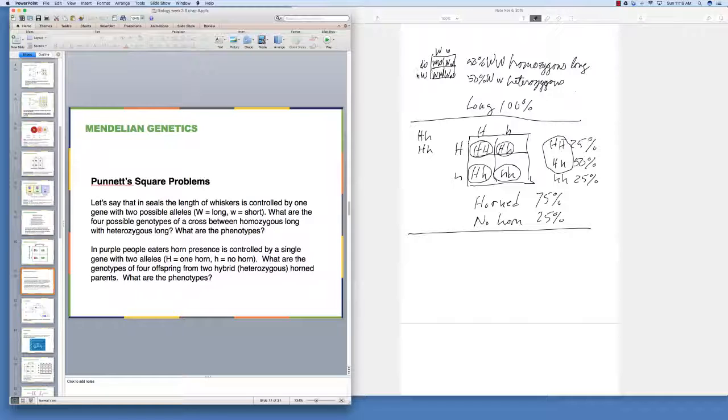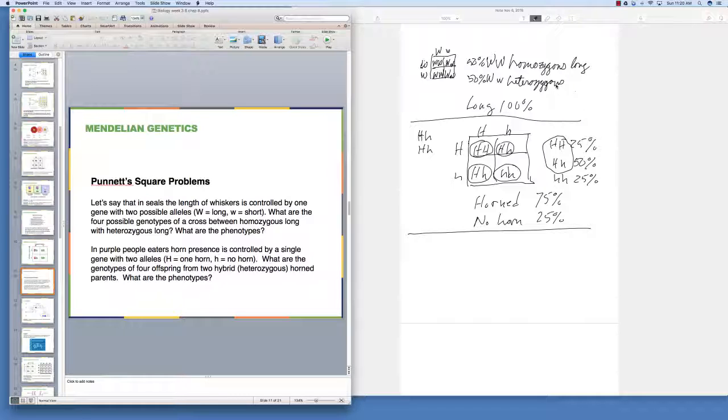Here's the homozygous long individual, mother or father, and they have 2 capital W's. Here's the heterozygous long, a capital W and a little w. So when this combines with this, you have 2 capital W's; when this combines with this, you have two capital W's. When this little w combines with this big W, you have a big W and a little w. And similarly, when this big W combines with this little w, you end up with a big W and a little w. So half of the offspring are big W, or homozygous long, and half of the offspring are big W, little w, or heterozygous.